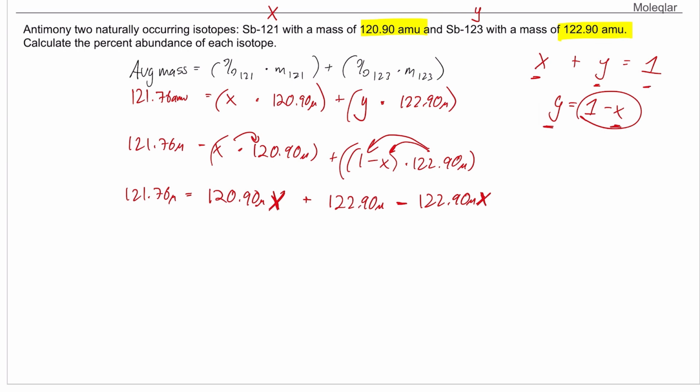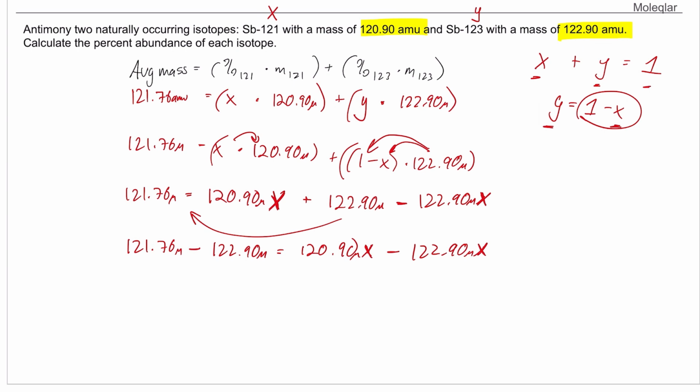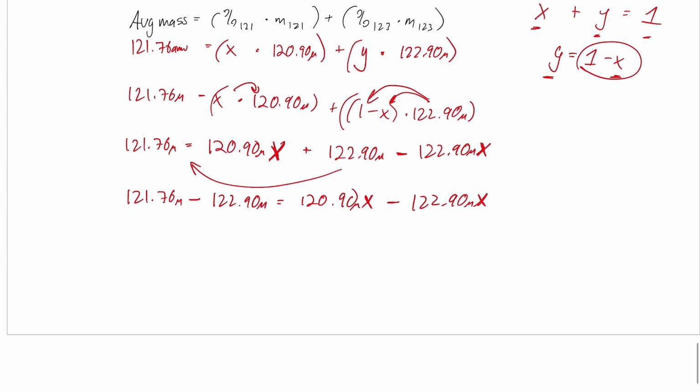Now we try to group all of our X's together and all of our AMUs on the same side. I'm going to bring this over to this side. So 121.76 minus 122.90 is equal to, I'm just going to rewrite these values, all of our X's together. Now let's do the operations here, and what we get is negative 1.15 equals negative 2.00 X.